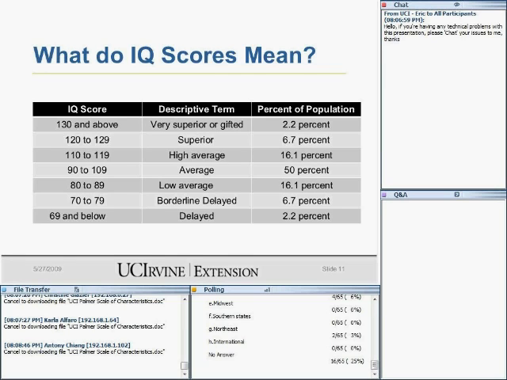And you can see a high average, so about 16% get between 110 and 119. About 6 to 7% get 120 to 129. About 2% get 130 or above. And then if you go down the other way, you can see that that same pattern still applies.